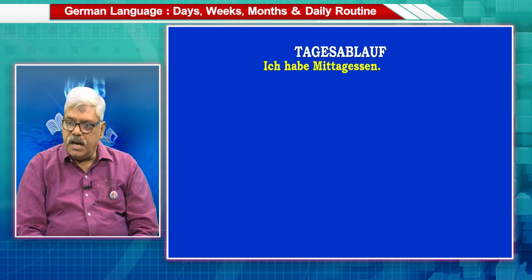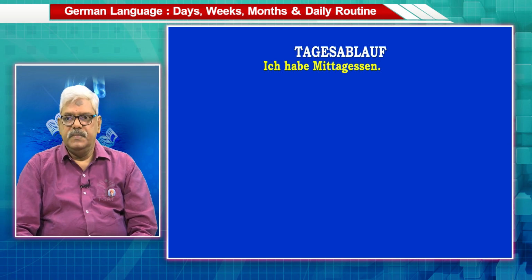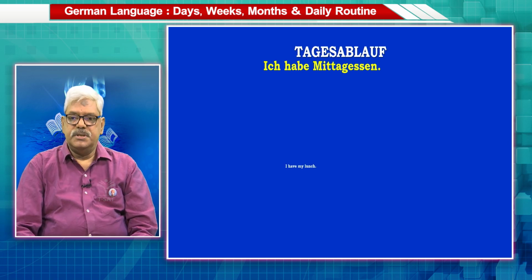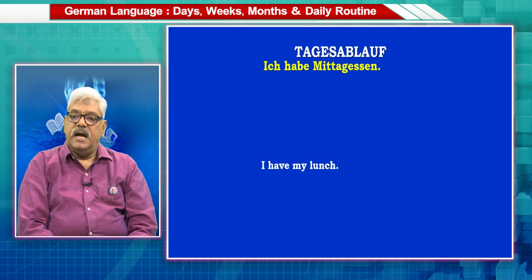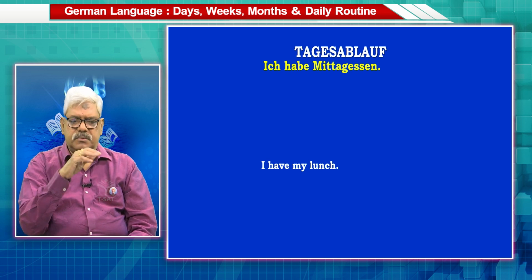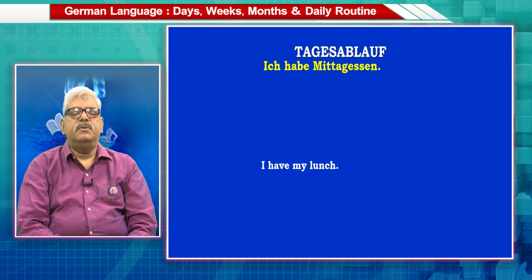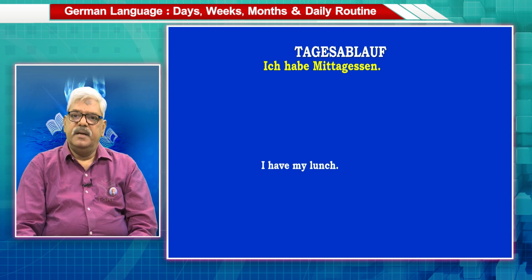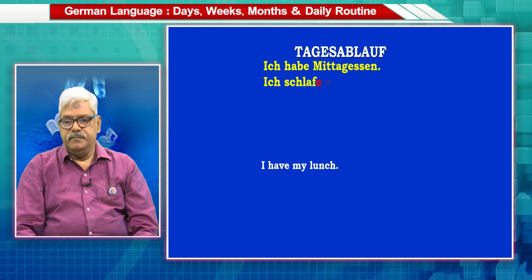So, next, the daily routine. The next sentence we have is Ich habe Mittagessen. Ich habe Mittagessen. Mittagessen, lunch. In English we say, I have my lunch. In German we don't use this my. So, my tea, my coffee, like that we don't use. But directly we say, I have lunch. So, that's how Ich habe Mittagessen.